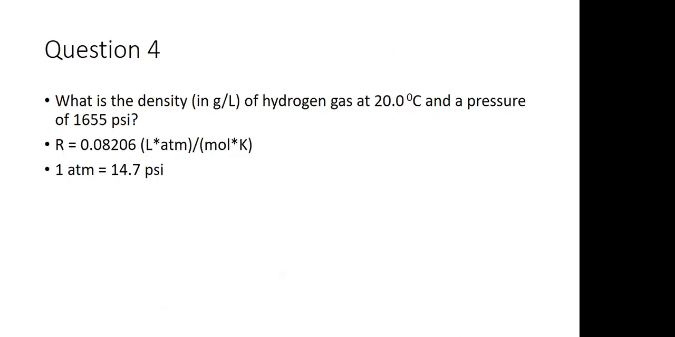So, question 4. What is the density of hydrogen gas at 20 C and a pressure of 1,655 PSI? There's your R, and there's a conversion from PSI to atmosphere. And again, density is molecular weight divided by molar volume. So density of a gas is that. I'll give everybody a couple minutes to try and work through what is the density of hydrogen gas if we're at 20 C and 1,655 PSI.